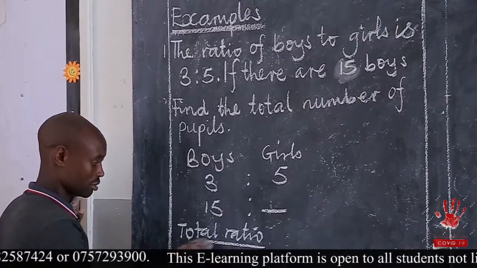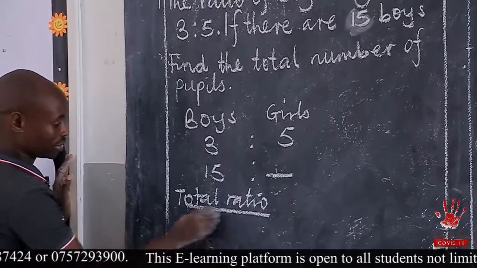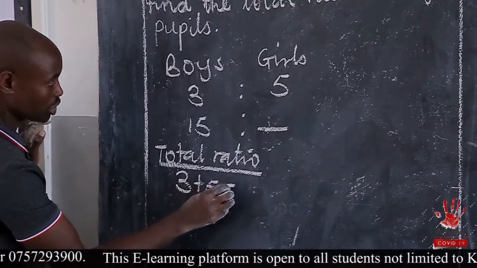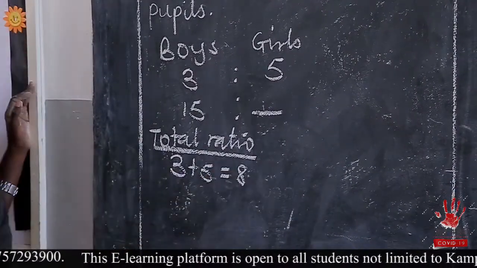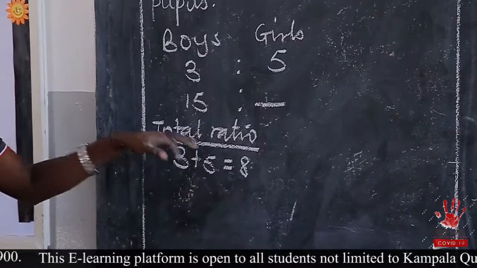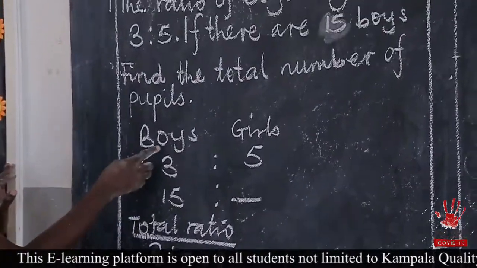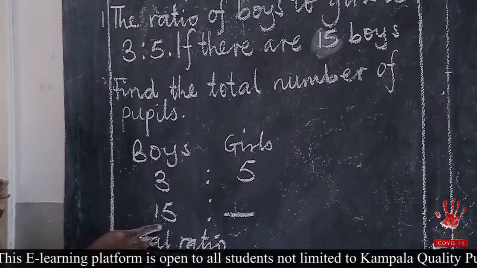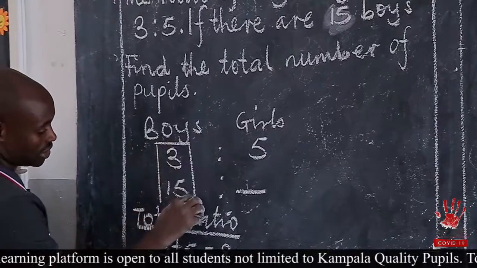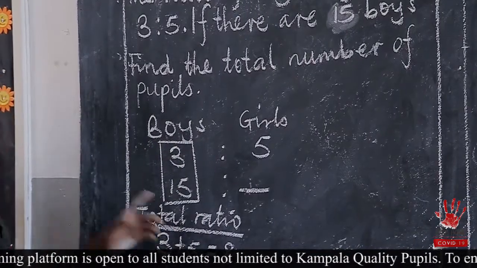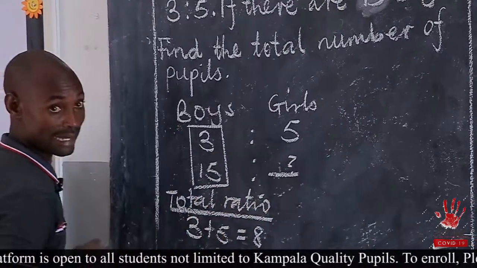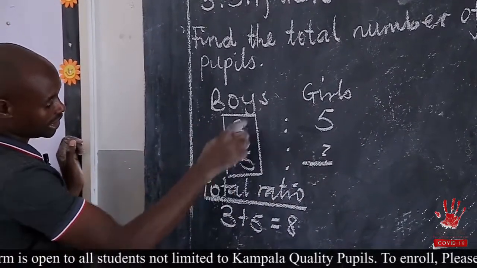The total ratio. We are going to add 3 plus 5, which will give you 8. So the total ratio is 8. Now, since I have been given the ratio of boys and the number of boys, my concentration is going to be on this one. I'm not going to concentrate on this because I don't have the corresponding number there. So I'm going to use this one.